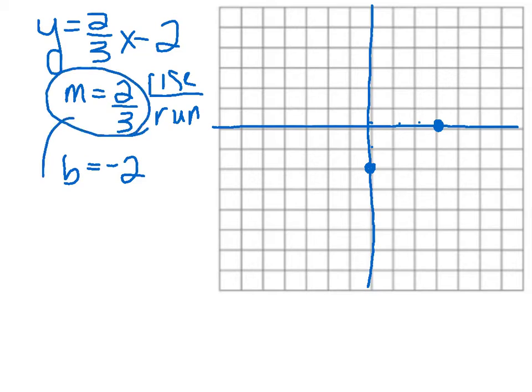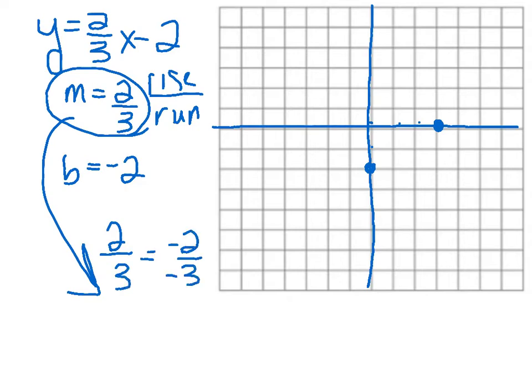Okay? I want to look at this slope. 2/3 is the same as -2/-3. Let me say that again. 2/3 is the same as -2 over -3. So if we started at our y-intercept and go in the negative direction 2 and the negative direction 3, it's the same. Everything's on the line. And you're going to draw a straight line with your straight edge.